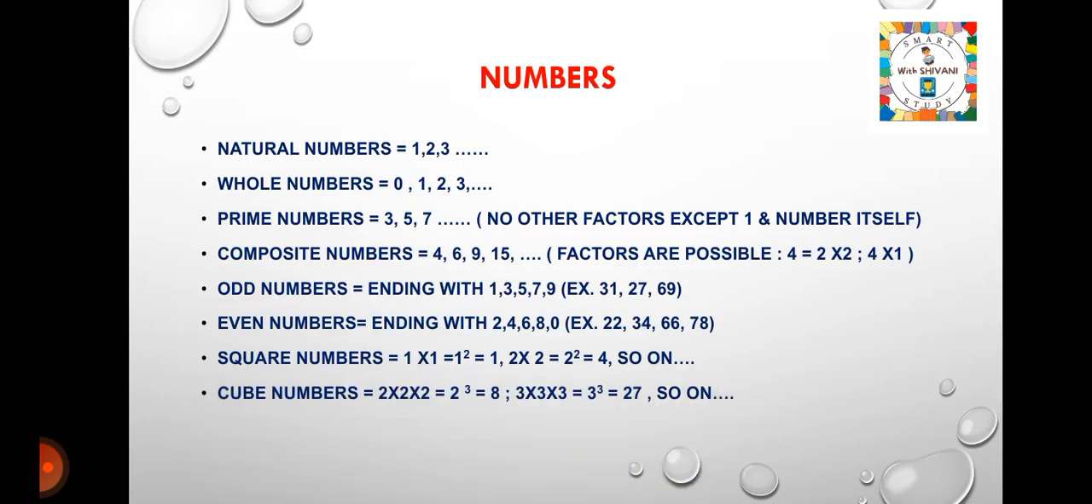Similarly, we also have cube numbers where the number is multiplied by the number itself 2 more times. That is 2 times 2 times 2. That is 2 cube, where you can see in the indices or in the powers the 3 is written. So it is 2 cube, which is 8. Now 3 times 3 times 3 is 3 cube, which is 27 and so on.